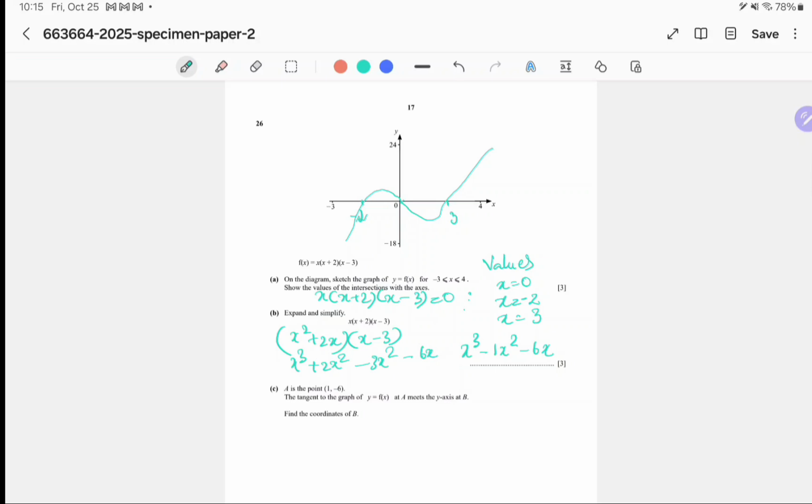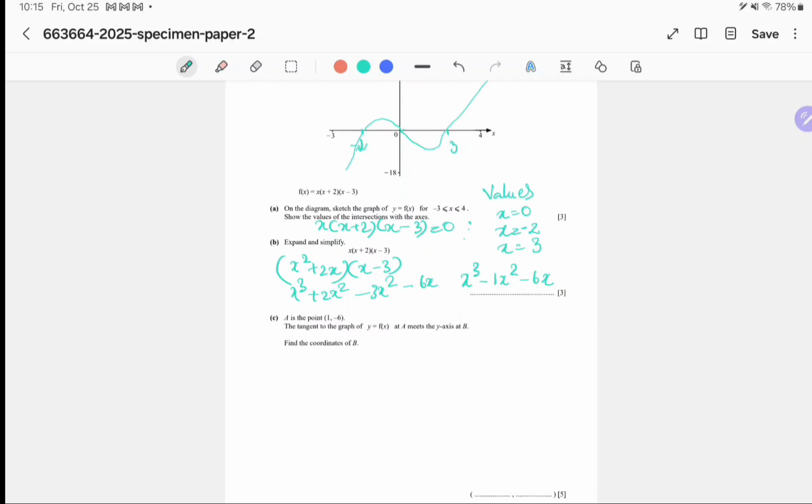Okay, now the third part of the question. Point A is at the point 1 comma minus 6. The tangent to the graph of y equal to f of x at A meets the graph again at the point B. Find the coordinates of B.